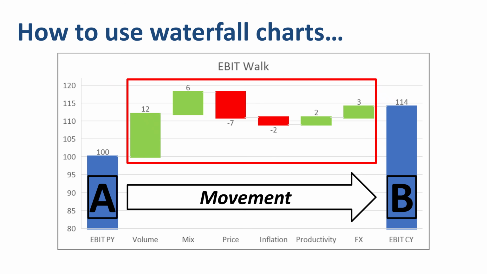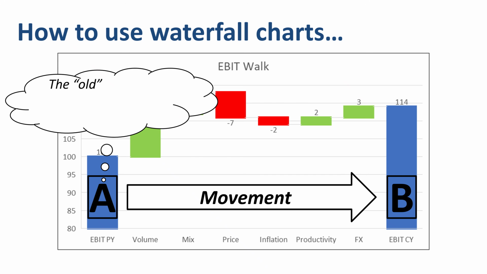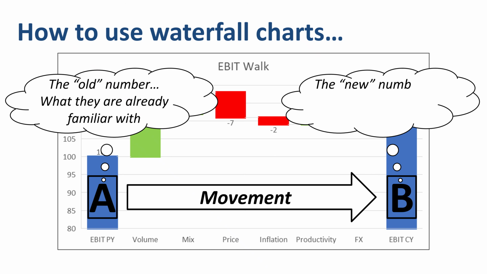Use easily identifiable colors to draw the eyes to the most important part of the chart. Green is good, red is bad. A is the old number, what they are already familiar with. B is the new number, what you want their buy-in for.